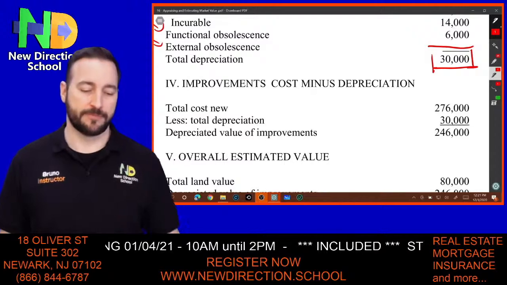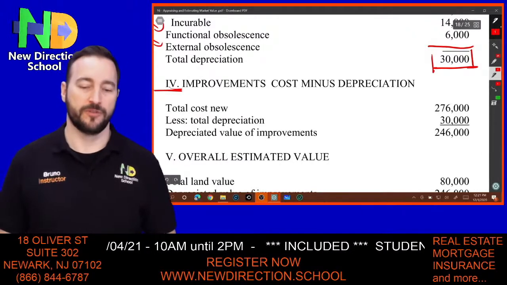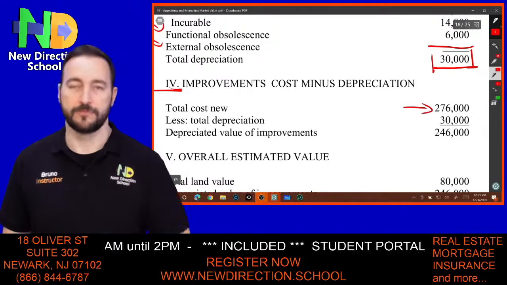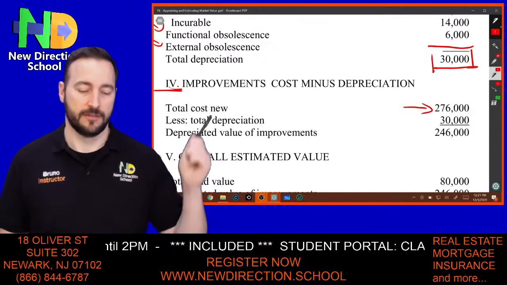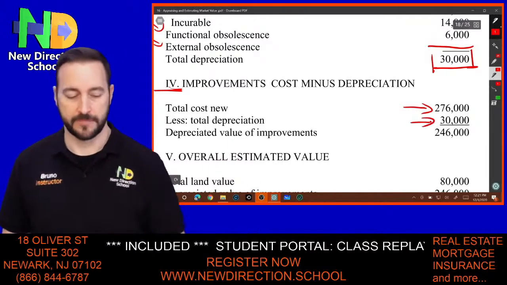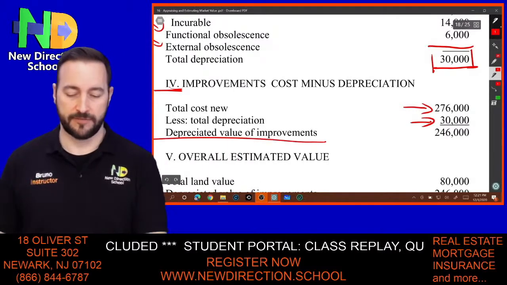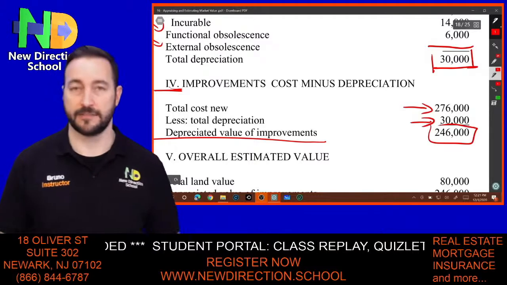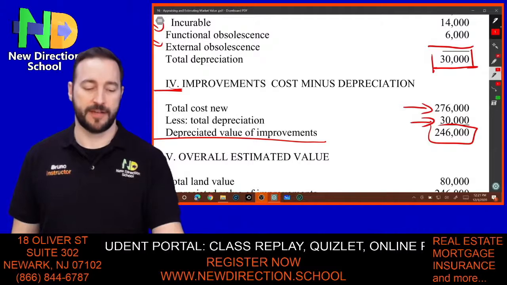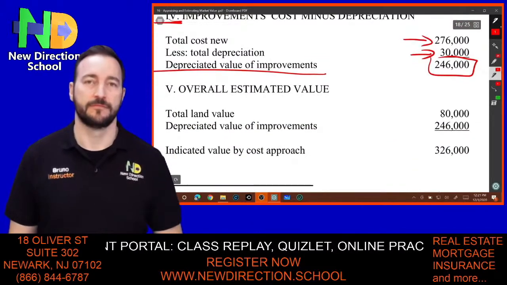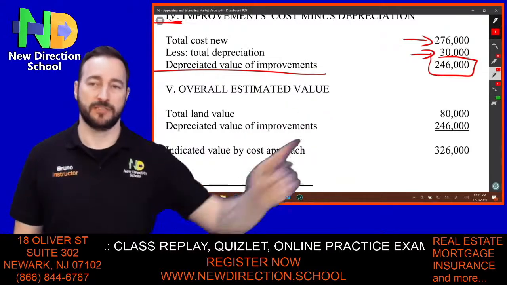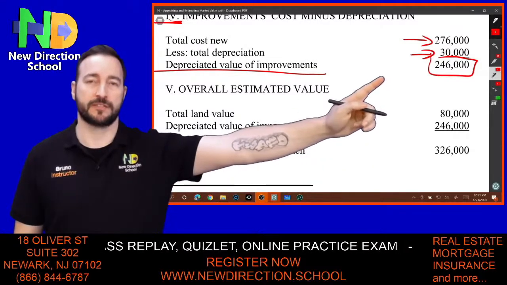So now what we do, step number 4, is the improvements minus depreciation. So brand new, $276,000. Current depreciation, $30,000. That means the depreciated value is $246,000. Okay. Final step, step number 5. We add land to this value that we found. This is the value of the building, $246,000.